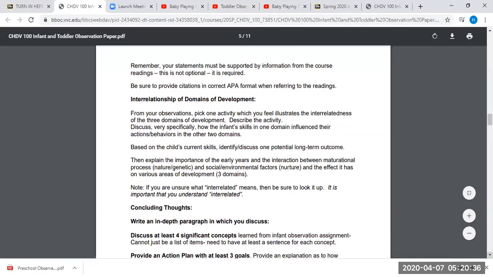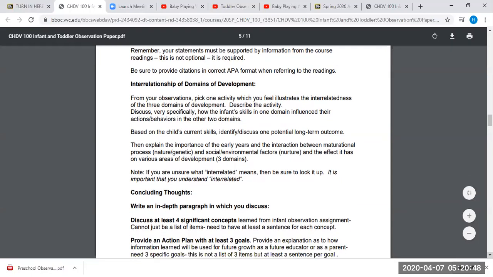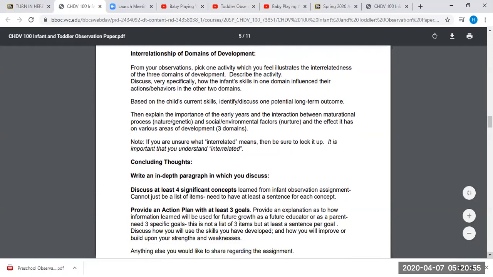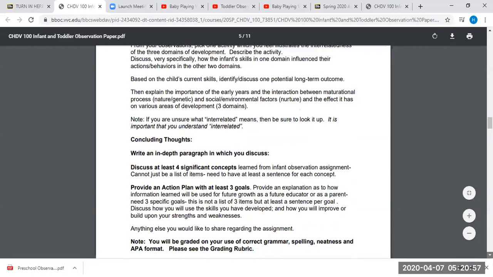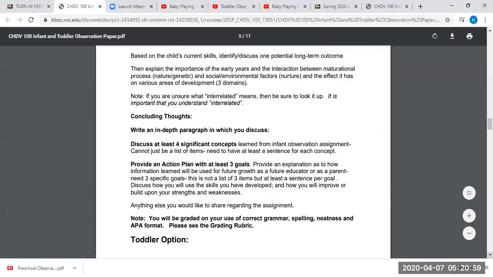So in this section, you're going to be picking an activity that kind of reflects the domains. You're going to describe the activity. You make this up, you guys. I will go with you as long as you're describing. And you're really going to be focusing on the child's current skills, how to help their outcomes, how to improve it. I'm looking for all 3 developmental domains again. And so that is one bulk of our assignment.